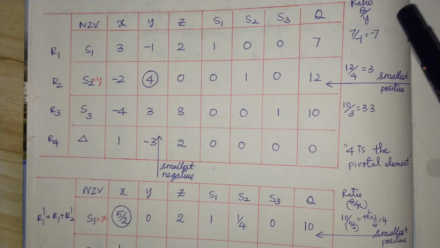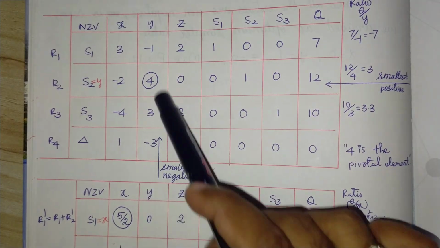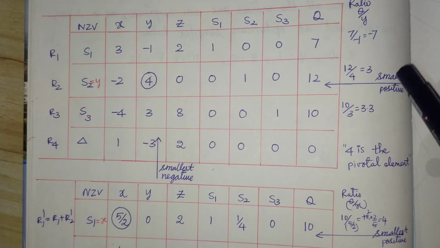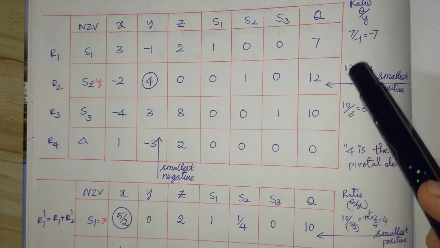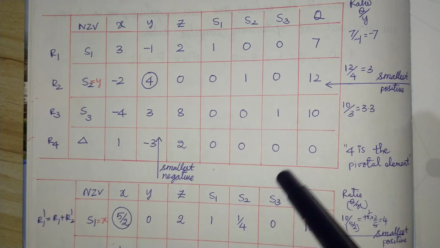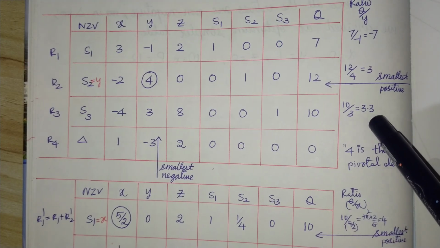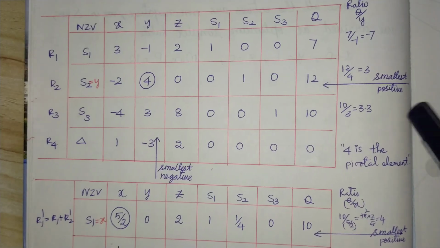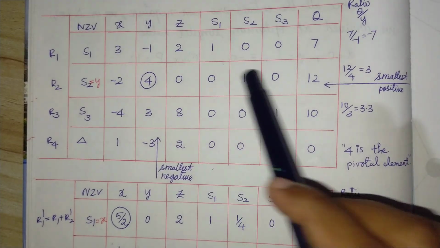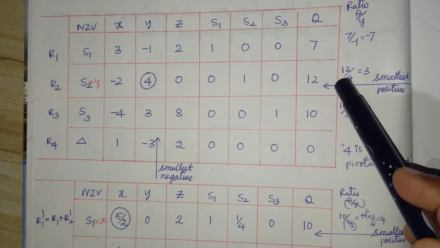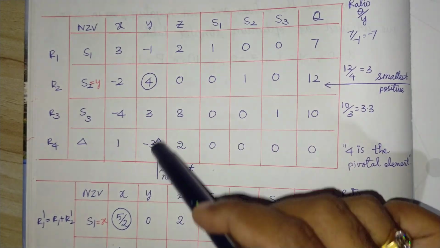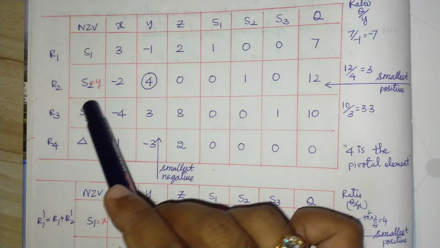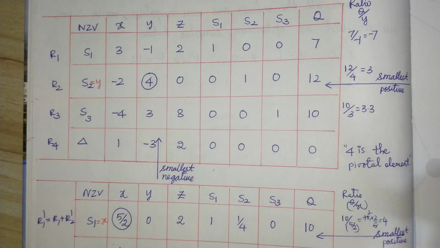So by calculating the ratio, quantity by pivotal column element: 7 by minus 1, we need to ignore this because we are looking for the smallest positive. So 12 by 4 is 3, and 10 by 3 is 3.3. Among these two positive numbers, the smallest positive number is 3. So this is your pivotal row. The intersection of pivotal column and pivotal row is your pivotal element. The corresponding variable has to replace this slack variable.